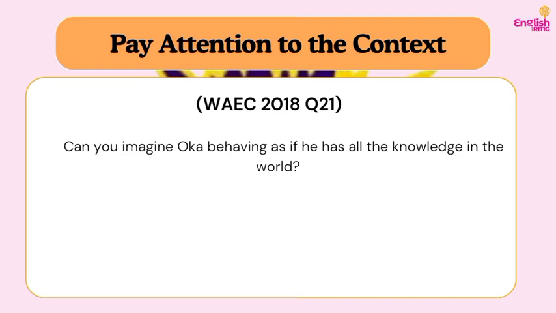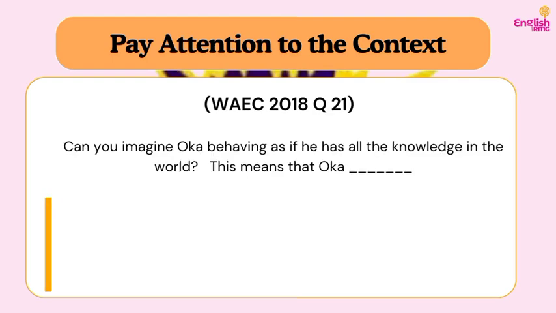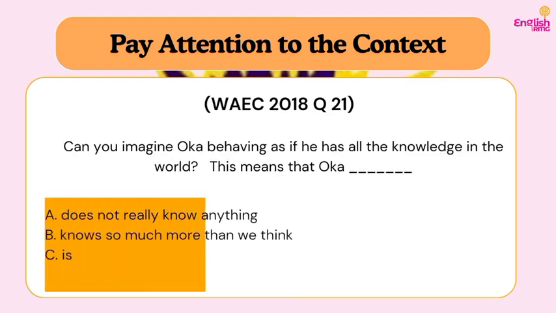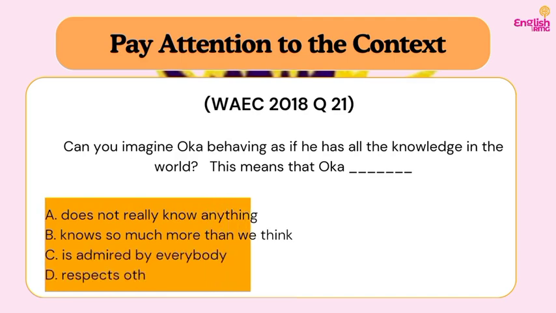So this is like an exclamation. And this is the speaker expressing his opinion about who Oka is. That is, Oka is not known to be someone that is smart enough to give his opinion in that context. Do you understand? So let's look at the options to see which best interprets this sentence. So we have A, does not really know anything.